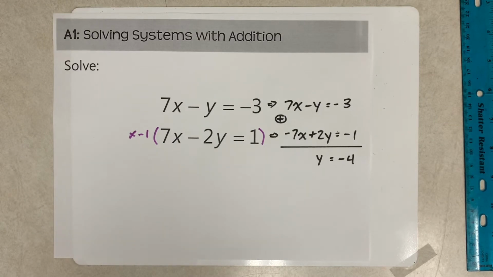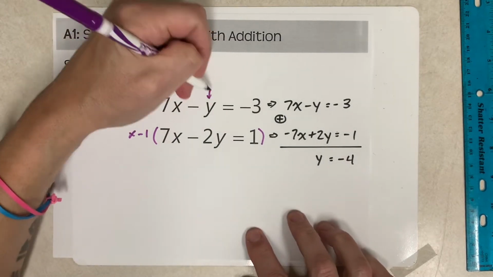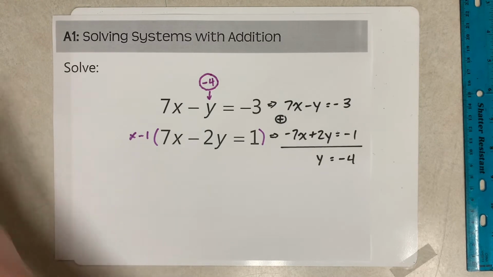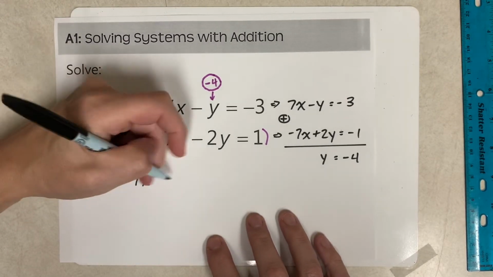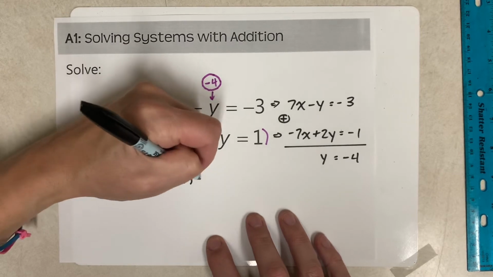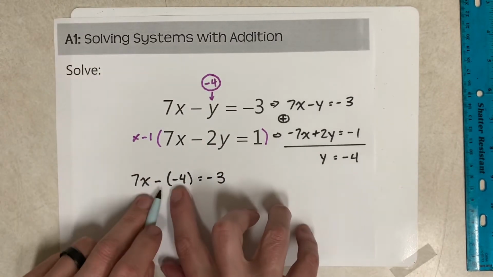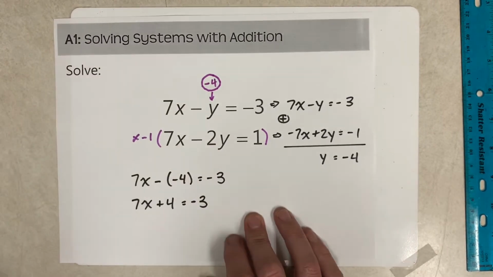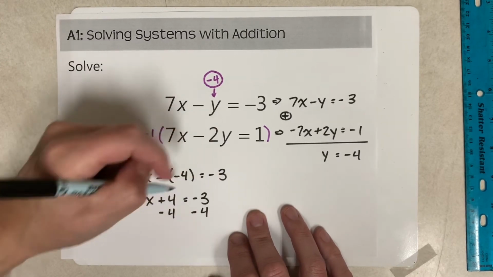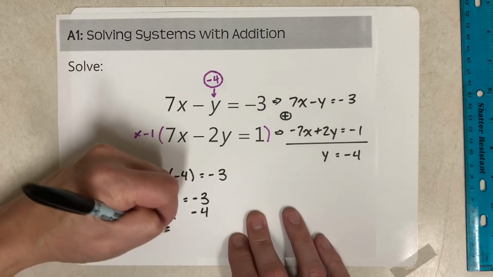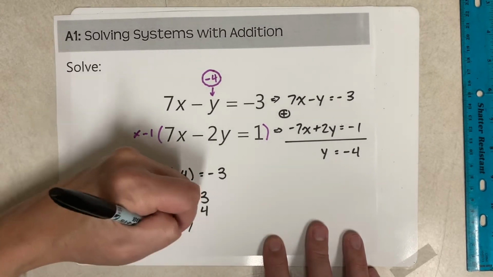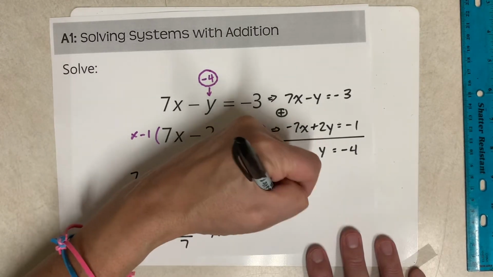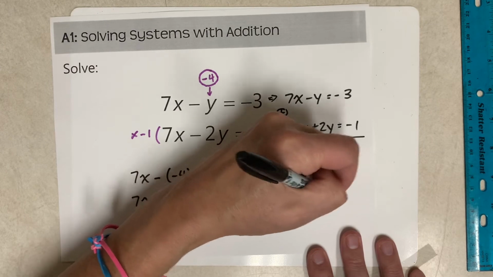I'm going to plug that back in to either one. Let's plug it in here. So if I plug that -4 in right there, 7x minus -4 equals -3. Those two negatives make a positive, so 7x plus 4 equals -3. Subtract 4, 7x is equal to -7, divide by 7, and x equals -1. So now I have the ordered pair solution, -1, -4.